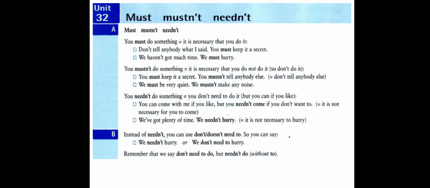Don't tell, for example, don't tell anybody what I said. You must keep it a secret. You must keep it a secret means you are not allowed to tell anybody. It is prohibited to tell anybody. You must keep it a secret. Here we have must followed by the base form keep. You cannot tell anybody. You are not allowed to tell anybody.